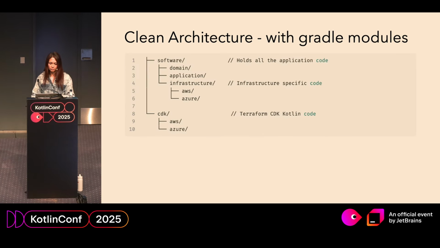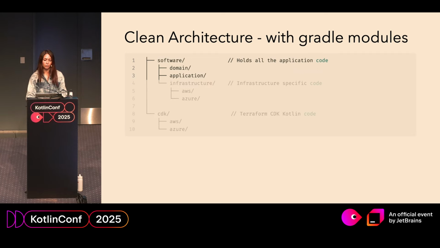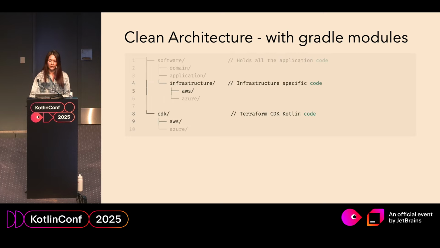So this is how the Gradle modules look. We see that we have domain and application modules, and they contain our business logic. And then we see that we have two infrastructure modules, AWS and Azure, and those actually have the SDK and connecting logic to the cloud. We also have a CDK, AWS and Azure, but those are not part of the package that we deploy. This is basically for infrastructure as code.